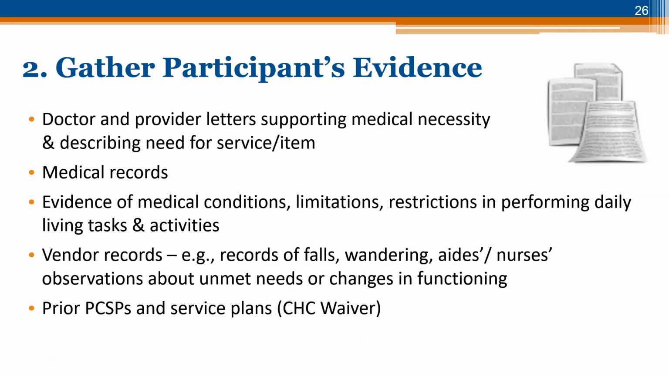For someone who's getting home care, there might be a home care agency that has a record of someone falling or wandering or any other observations of the aides. And then you're also going to want to ask the person for any of their prior service plans if they're on this Community HealthChoices waiver.